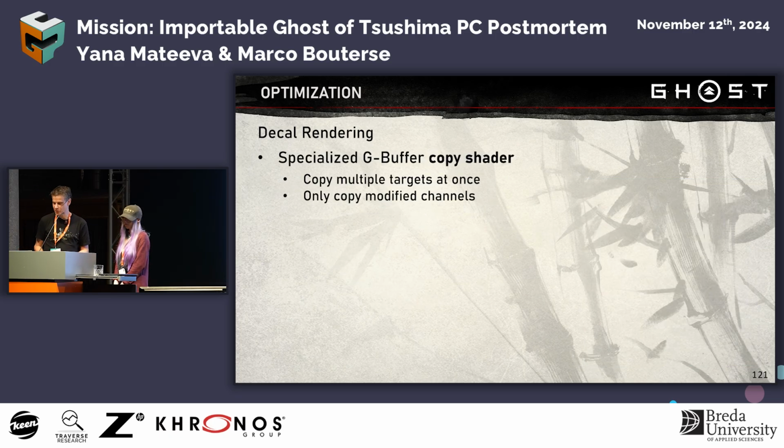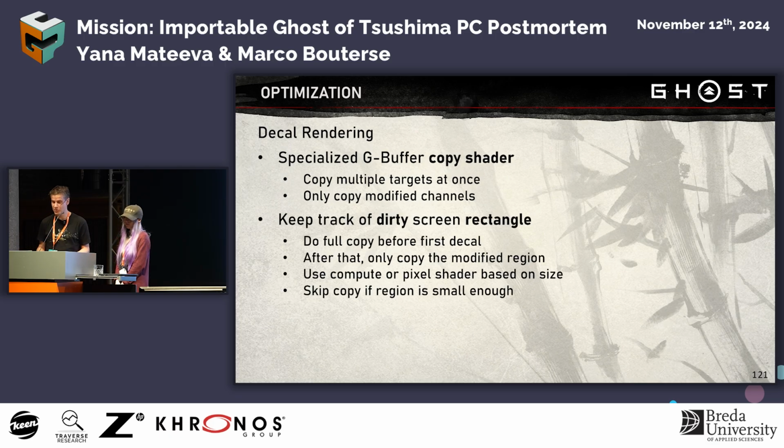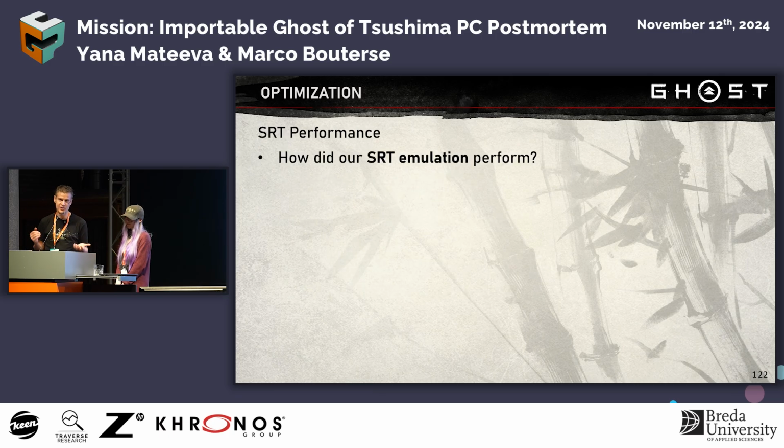So the first thing we did was making a specialized copy shader. This was more of a band-aid, low-hanging fruit thing, where we would only copy the things we needed, and we would do it all in one go. Then the second thing we did was actually keep track of where the modification happened on the frame. So before the first decal was rendered, we do a full copy of all the G buffers. Then we keep track of what part of the screen is actually modified, and then only update that part in the copies that need to be updated. And this helped a lot. And we also skipped the copy entirely if it was small enough. For example, those blood drops are usually super small, and you don't really see if there's any render issues.